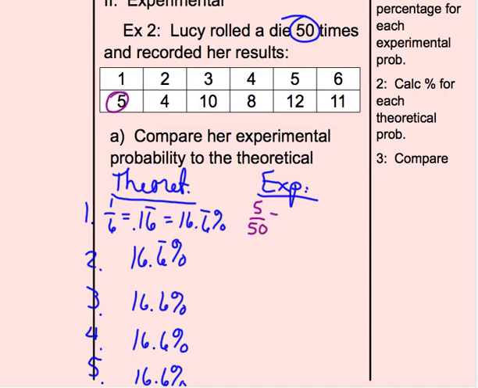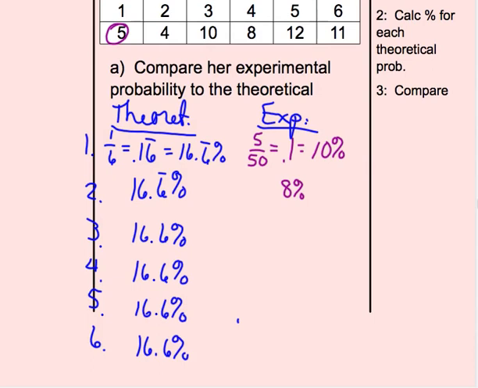Dividing that, we get a decimal of 0.1, turning that into a percent, multiplying by 100, or moving that decimal 2 places to the right, we get 10%. I repeated the same thing for all of them. 4 divided by 50 times 100 gave us 8%. For rolling a 3, 10 divided by 50 times 100 is 20%.